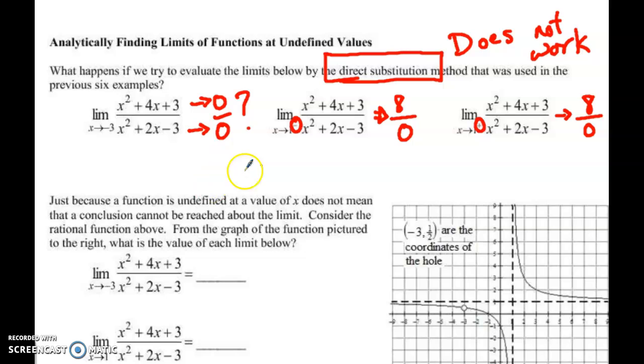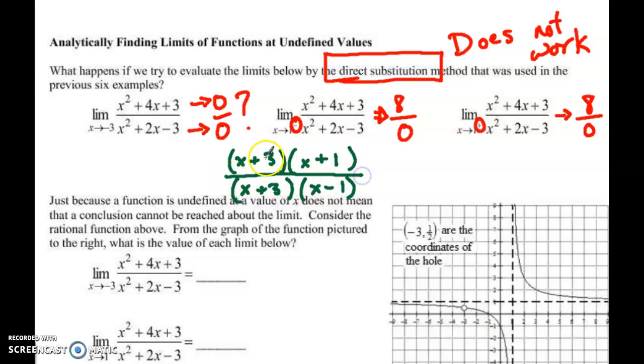And I could even ask you to factor these problems. Let me switch colors and factor. If you were to factor the numerator, factors of 3 that add to be 4: 3 and 1. Well, if I look at the denominator, what are factors of negative 3 that add to be 2? You would say x plus 3 and then x minus 1. And what you would also hopefully notice is these are canceling factors.